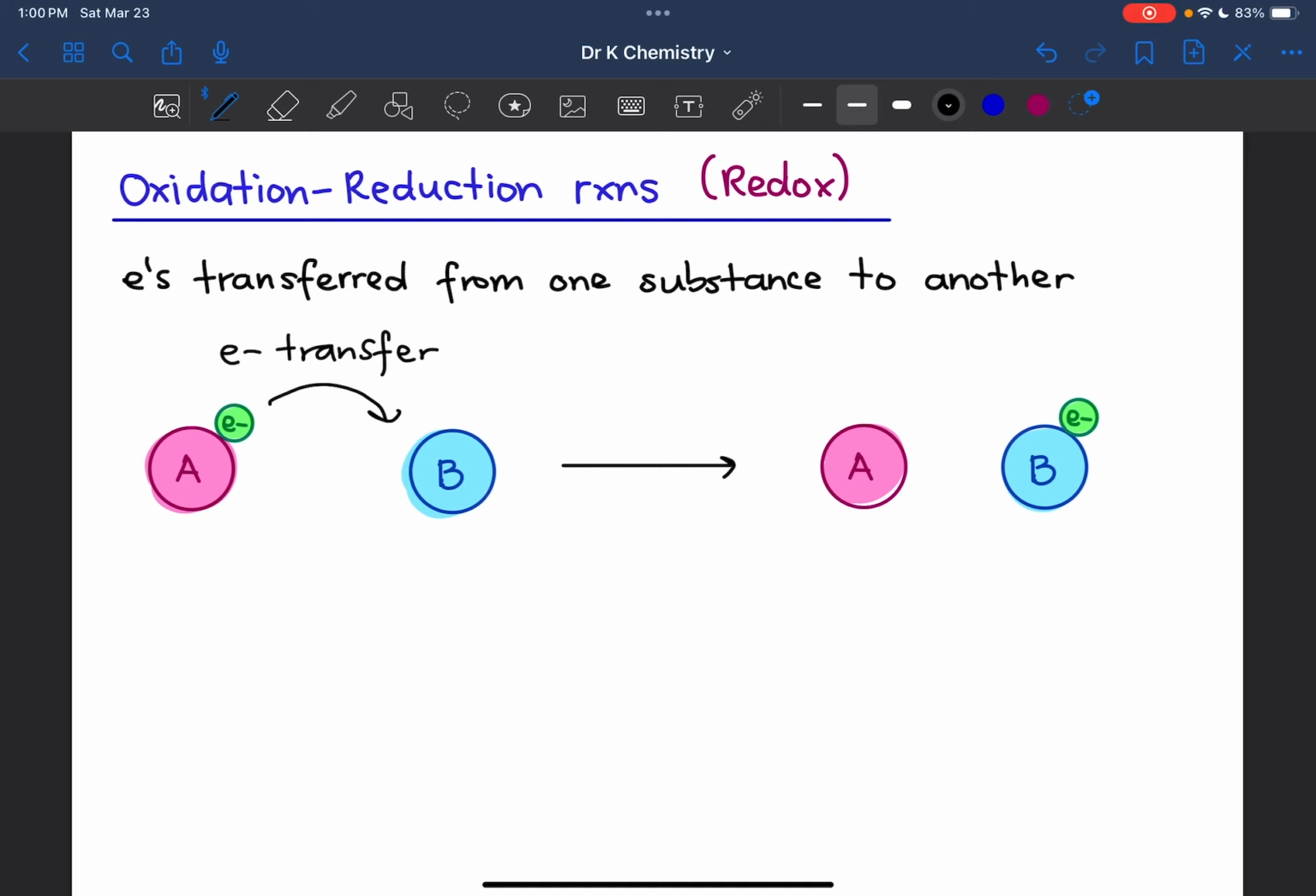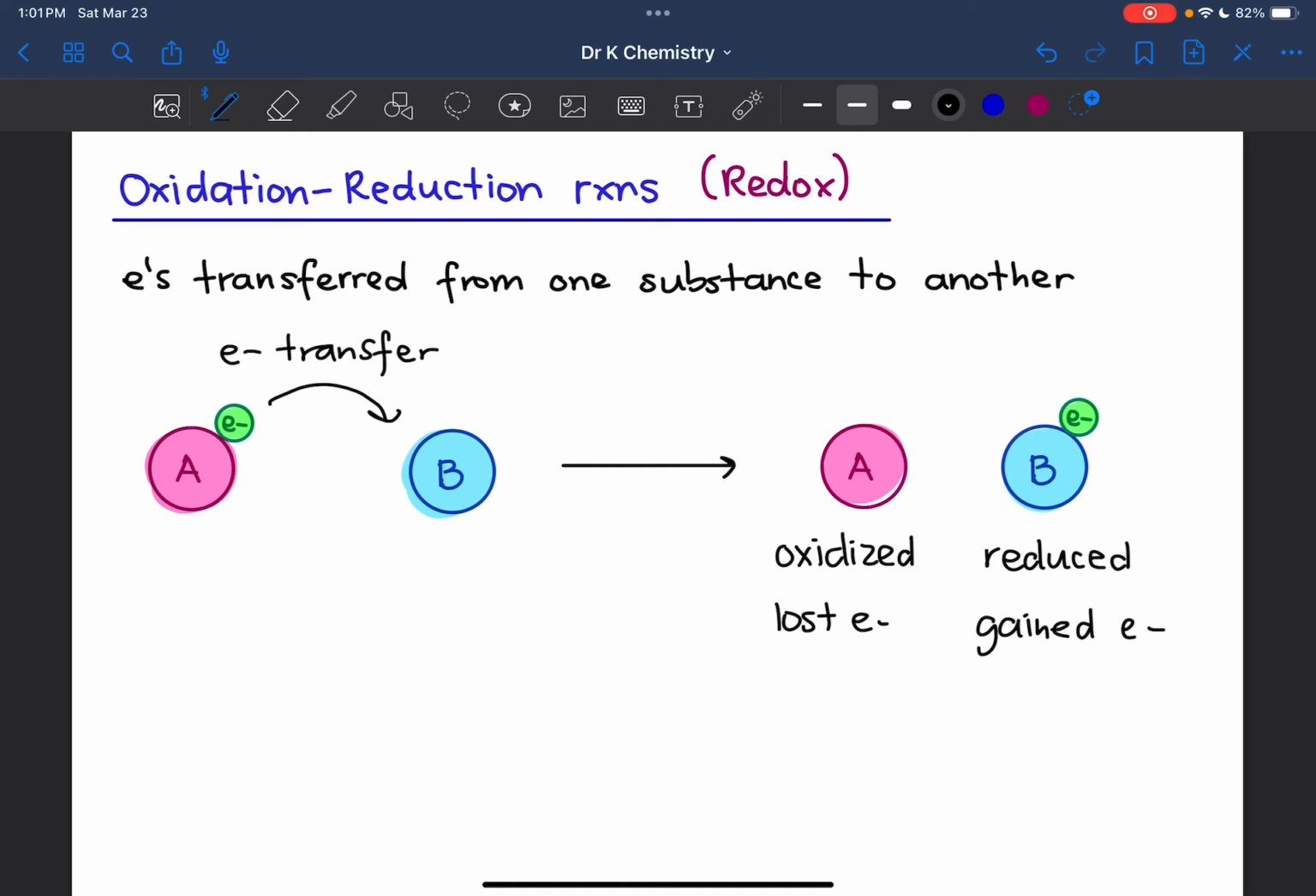When that happens, we say that the substance that lost the electron got oxidized. And here, A lost electrons, so A is the one that got oxidized. The substance that gained an electron got reduced. So since B gained the electron, we say that B got reduced.